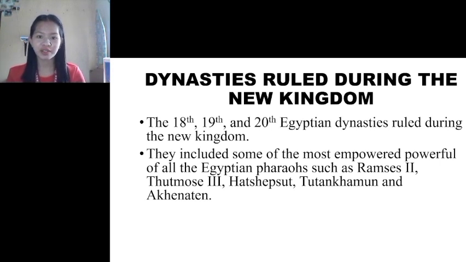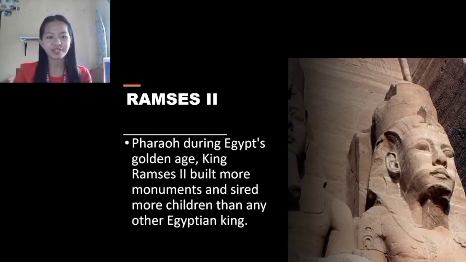Three dynasties ruled during the New Kingdom. The 18th, 19th, and 20th Egyptian dynasties ruled during the New Kingdom. They included some of the most powerful of all the Egyptian pharaohs, such as Ramses II, Thutmose III, Hatshepsut, Tutankhamun, and Akhenaten.